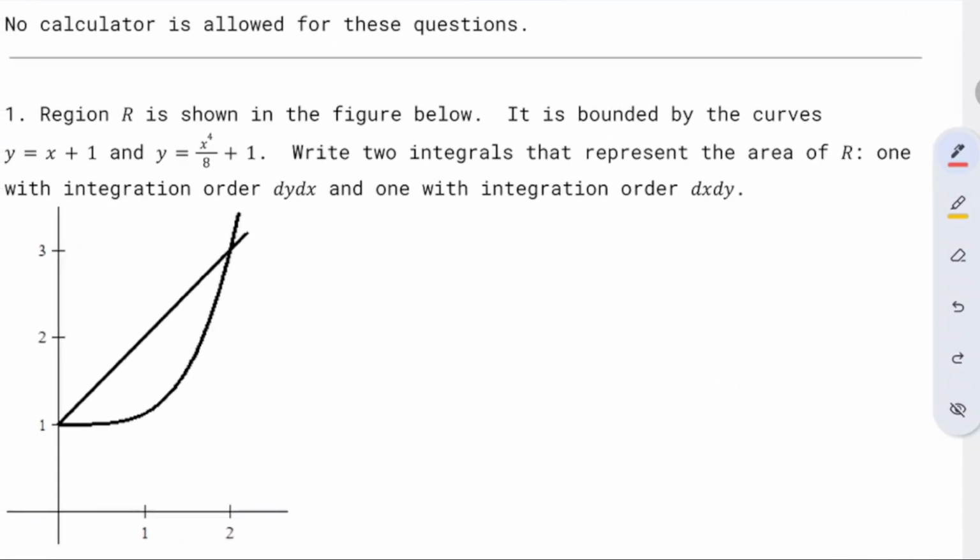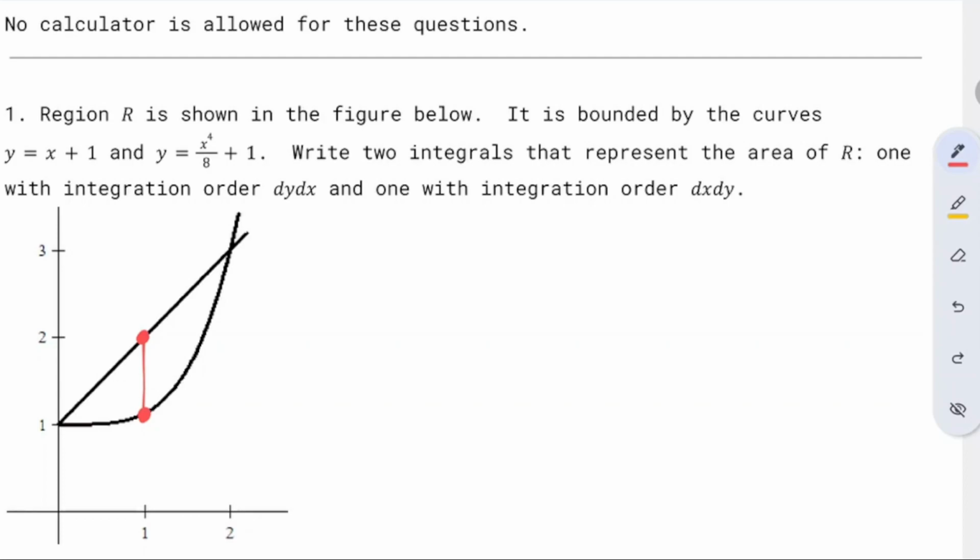Area and volume. Write two integrals that represent the area of R, one with integration order dy and dx, and one with integration order dx and dy. All right, dy and dx. We'll do y first, and that's a vertical representative rectangle. This is exactly like one that's on the 3.1 through 3.4 quiz.